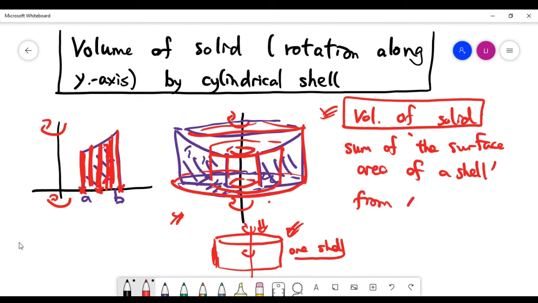So it's from x equals a to x equals b. When you go along a to b, you're getting infinitely many shells. Each shell is kind of like this, and you know the surface area formula of this shell. So we're able to write the integration formula here as below.